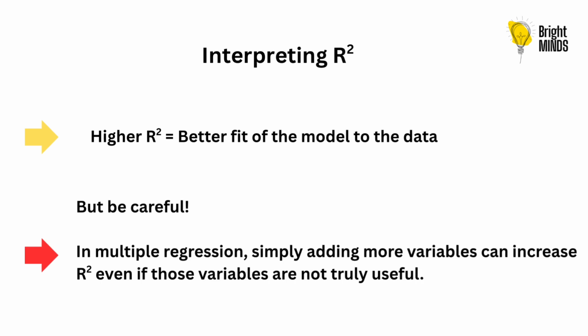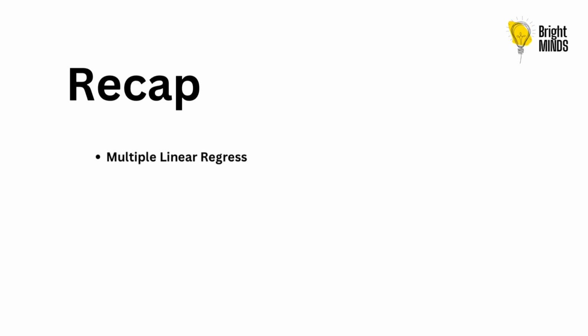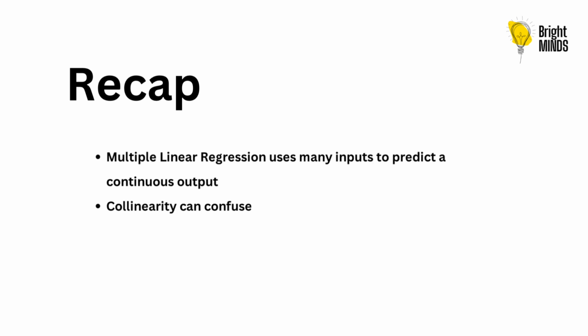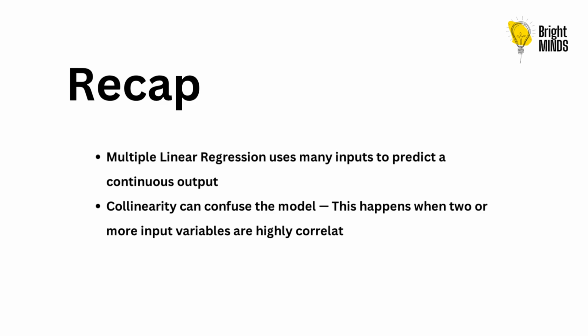But be careful. In multiple regression, simply adding more variables can increase R-square even if those variables are not truly useful. Let's do a quick recap. Multiple linear regression uses many inputs to predict a continuous output. Collinearity can confuse the model. This happens when two or more input variables are highly correlated. A higher R-square generally means a better fit of the model to the data.